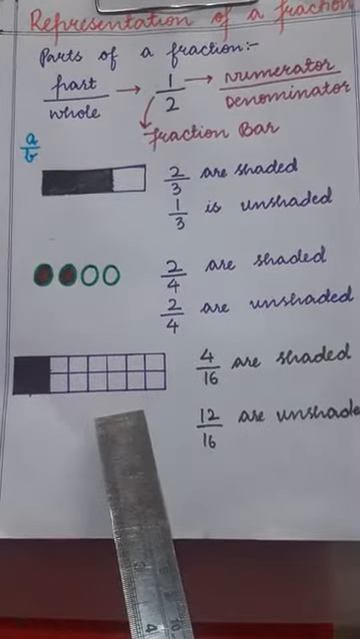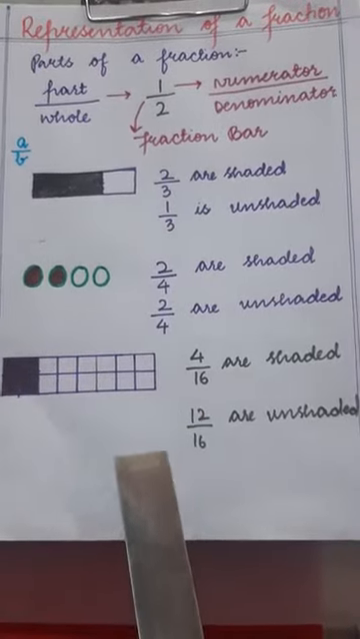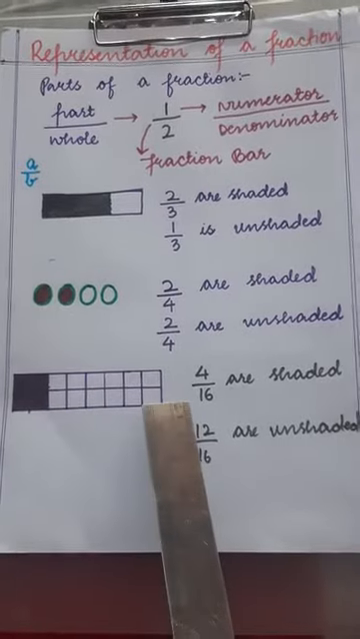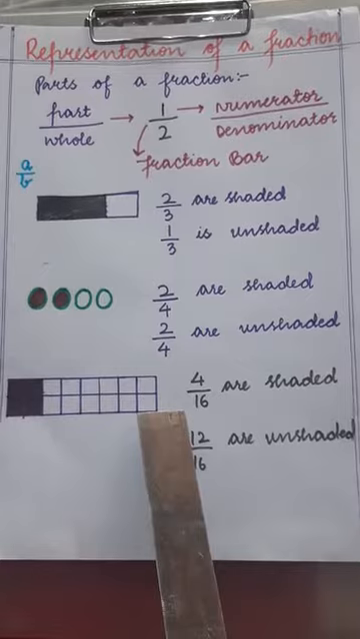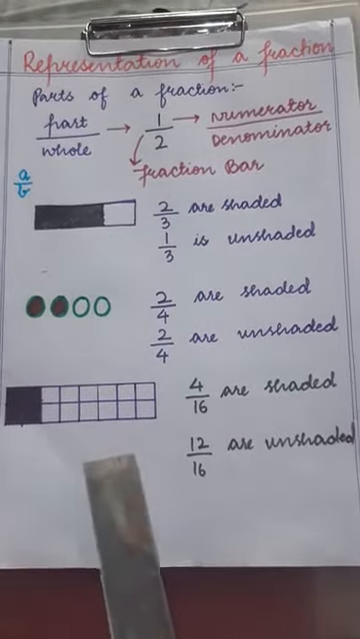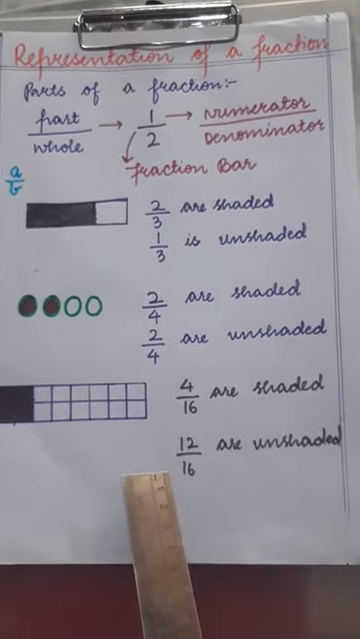Here is a strip. The strip has been divided into 16 equal parts. So, the denominator will be 16. Out of 16, 4 are shaded. So, the fraction of shaded portion will be 4 by 16. 12 out of 16 are unshaded. So, the fraction of unshaded will be 12 by 16.